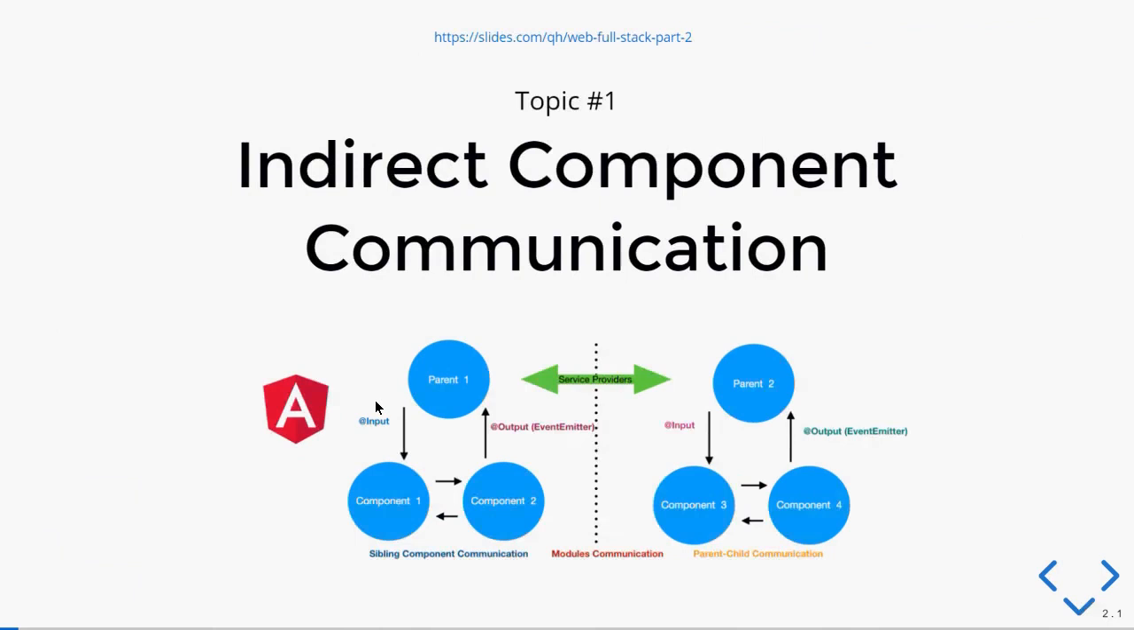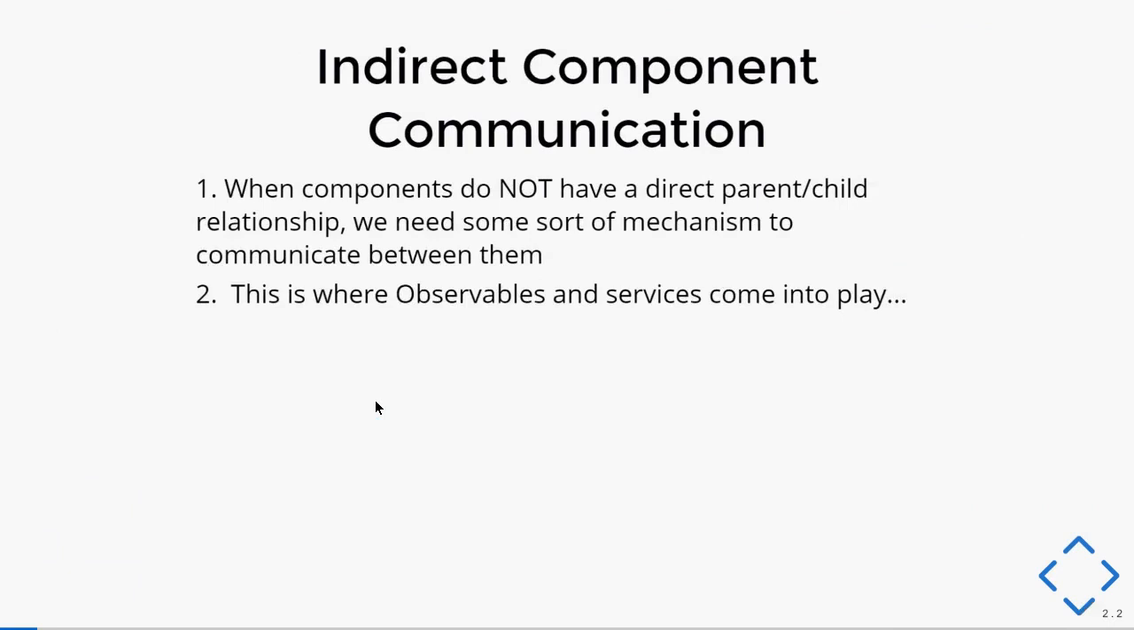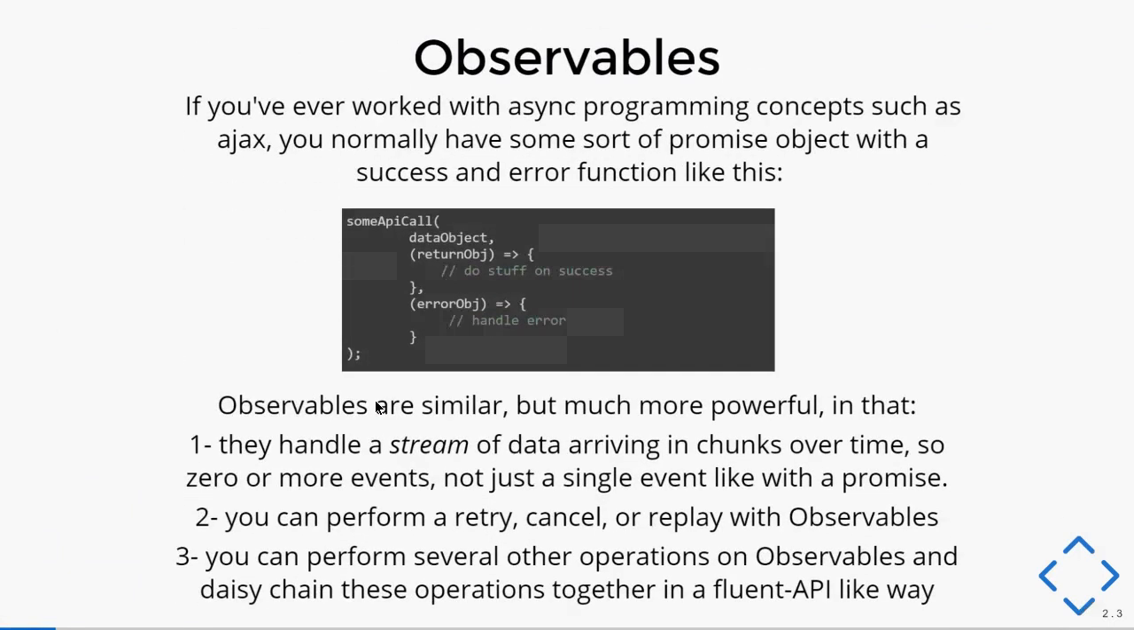So the first topic I want to cover is this concept of, so we have parent and child components and we communicate between them using those input and output decorators. But a lot of times we have these indirect relationships, whether they're siblings or grandparents, grandchildren, whatever the relationship is, we also want a way to communicate between those components. So this is where we can tie into this concept of observables and services and how they work together.